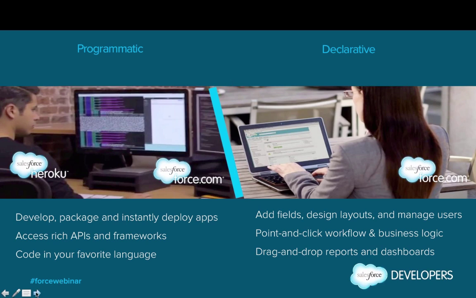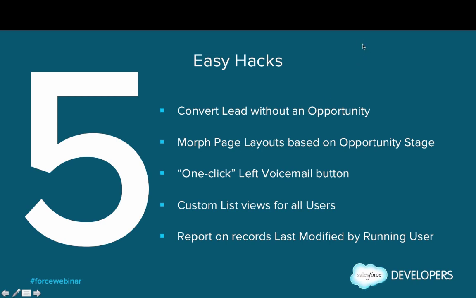And where are we? There we are. All right, so let's talk about the hacks that we're going to cover. The first hack we're going to cover is convert a lead without creating an opportunity. And the second one we're going to dive into is how we can morph page layouts based on opportunity stage. And then, of course, we've got a one-click leave voicemail button. So anybody who is in inside sales or does a lot of sales calls is going to love this hack.